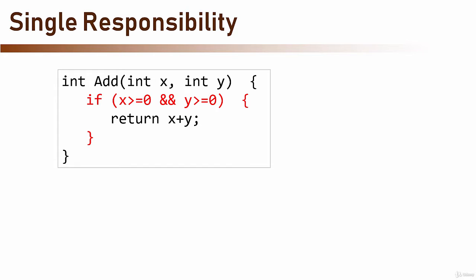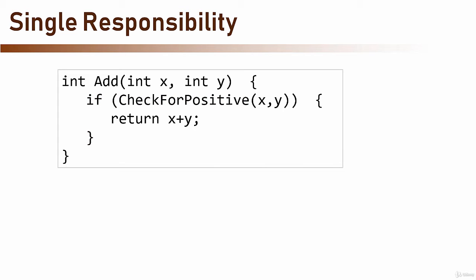For example, if the above-mentioned add method will check whether the given numbers are positive, we will have a problem isolating the add action and testing it specifically. In this case, the correct path is to make the check in a separate method. Let's call it check for positive and test it separately.